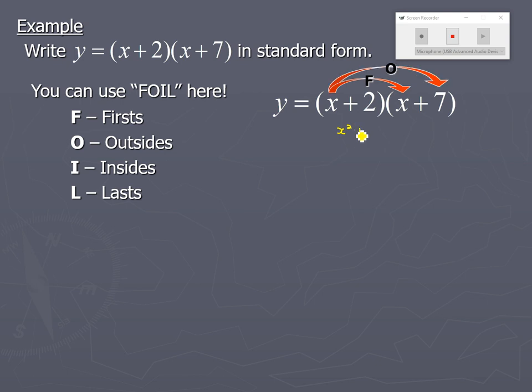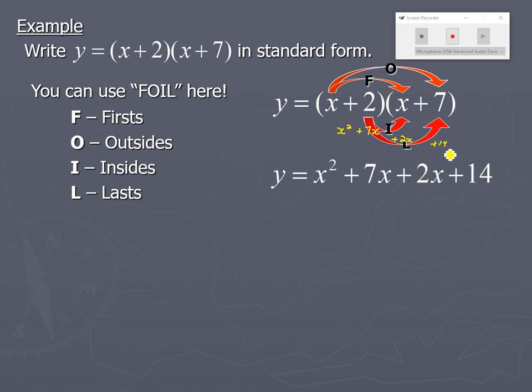Now the insides, those two, and I get 2x. And now the last, 2 times 7 is 14. And that's what the PowerPoint shows next: x squared plus 7x plus 2x plus 14. Everything in the first bracket multiplied by everything in the second. If you sort of get that, we're pretty much done the lesson. That's all I'm really teaching today.